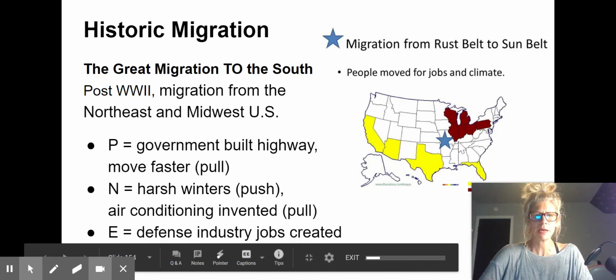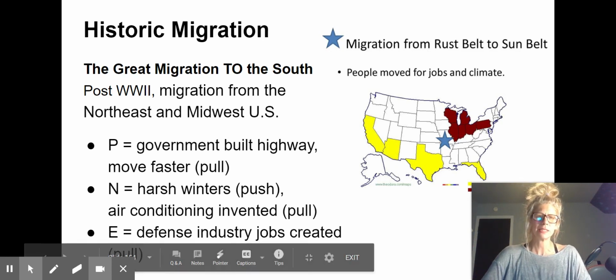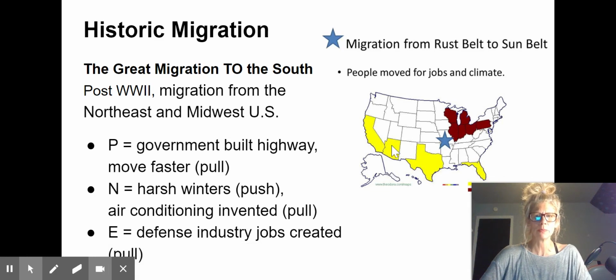And just to give you a quick idea of the amount of people that moved from those northern cities in the Midwest to the Sun Belt down here, from 1950 to 2016, Arizona alone's population went from like 750,000 to over 6 million. Pretty crazy, huh?